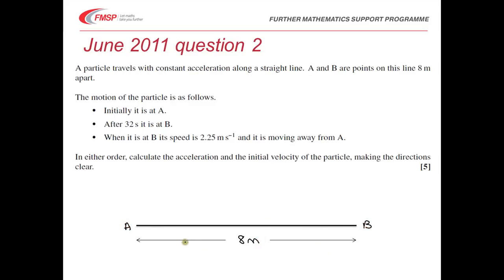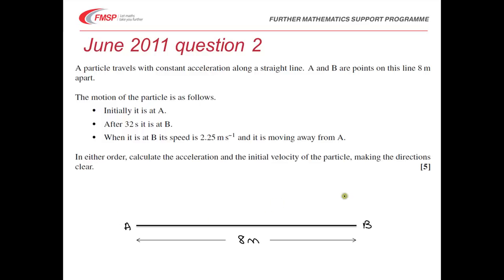The motion of the particle is as follows. Initially the particle's at A, and after 32 seconds it arrives at B. When it's at B, its speed is 2.25 and it's moving away from A. In either order, calculate the acceleration and the initial velocity of the particle, making the directions clear. So that's a 5-mark question.